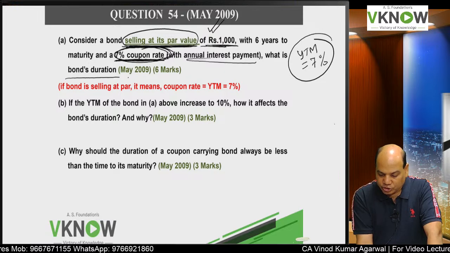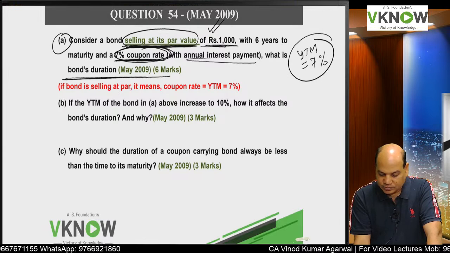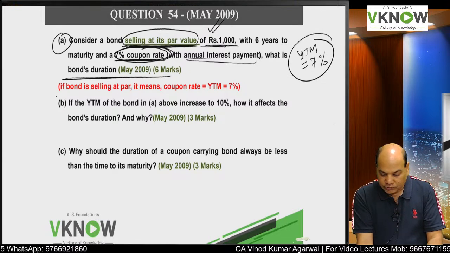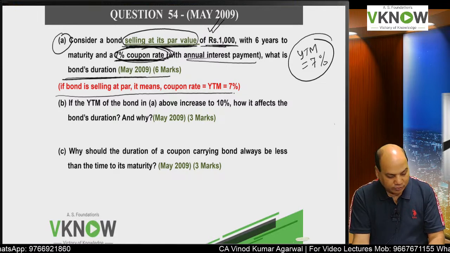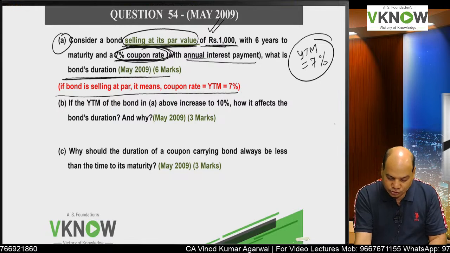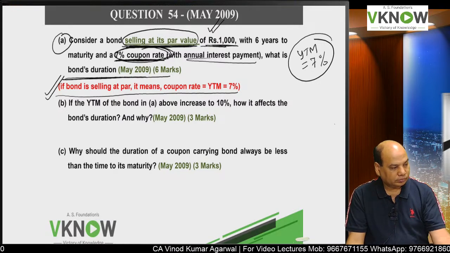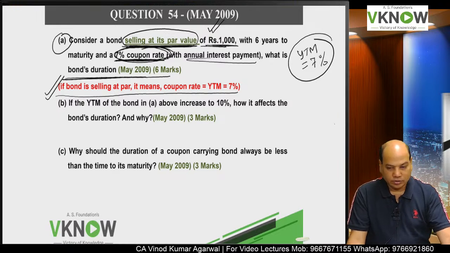What is the bond's duration? This question A was for 6 marks, and I have written a note that if the bond is selling at par, it means coupon rate and YTM are equal, that is 7%. So write down this note first. Write down this note in the answer.